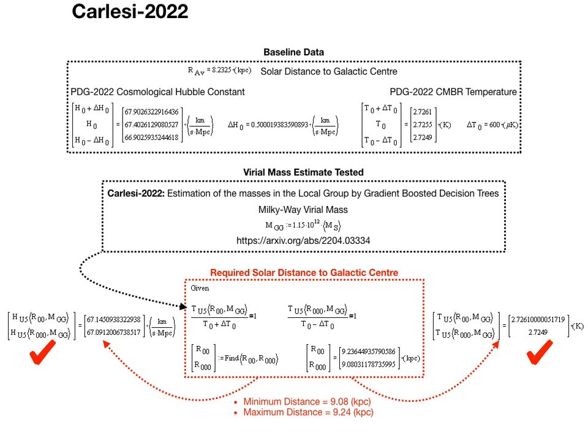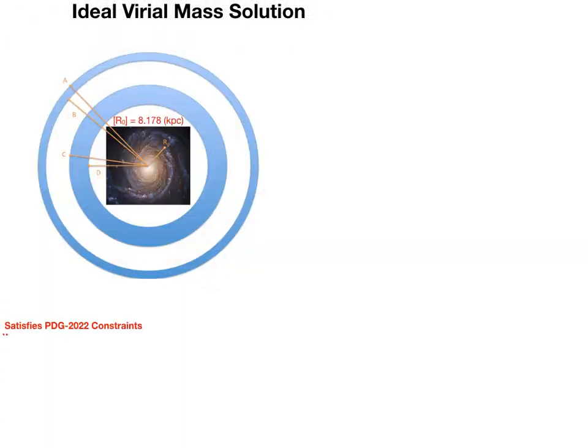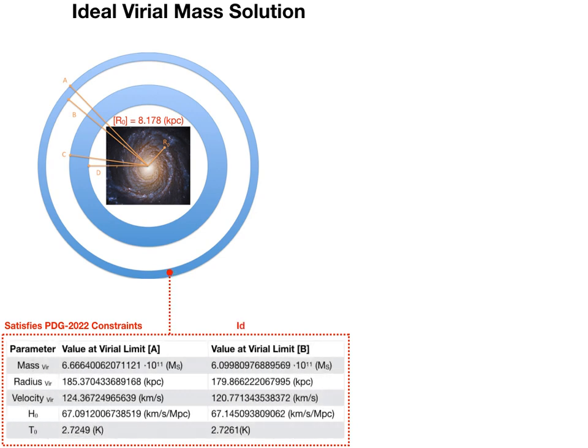Let's now look at the ideal solution. Utilizing the process defined on slide 2, we're able to identify the ideal virial mass solution for the Milky Way, satisfying the experimentally verified value of cosmic microwave background radiation power spectrum Hubble constant, as well as the experimentally verified value of cosmic microwave background radiation temperature.